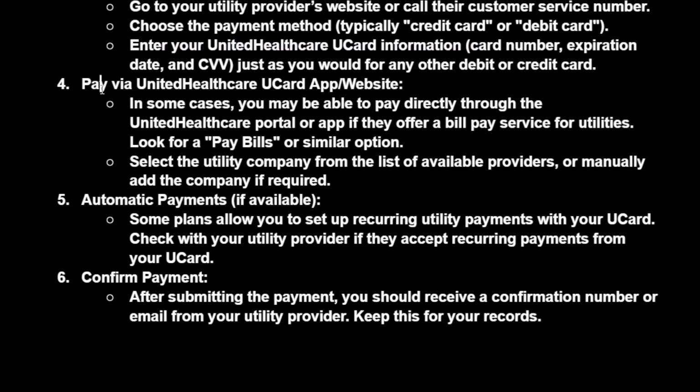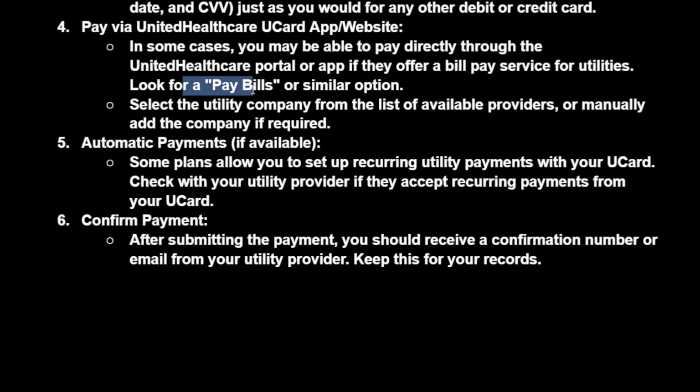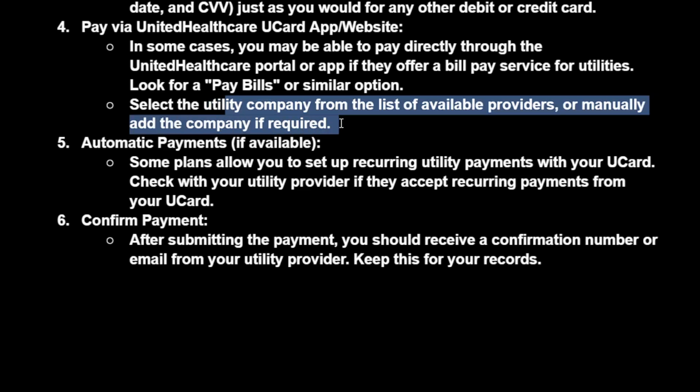You can also pay via UnitedHealthCare's Ucard app or website. In some cases, you may be able to pay directly through the UnitedHealthCare portal or app if they offer a bill pay service for utilities. You want to look for a pay bills or similar option. Then you will select the utility company from the list of available providers or manually add the company if required.